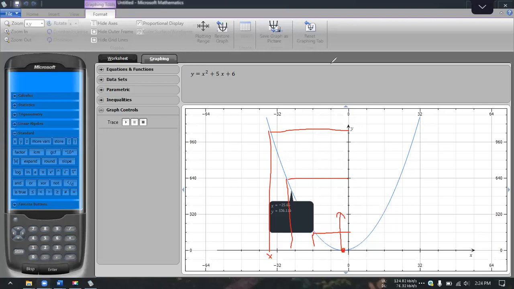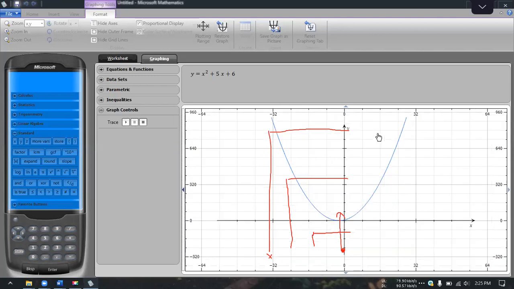Kung mapapansin nyo, ano yung y value ni... I-zoom nyo na lang, no? Medyo maliit. Paki-zoom na lang siya. Merong feature yung zoom na pwedeng i-zoom. Ay, nawala. Nabura ko lang yung annotations. Let's clear this.